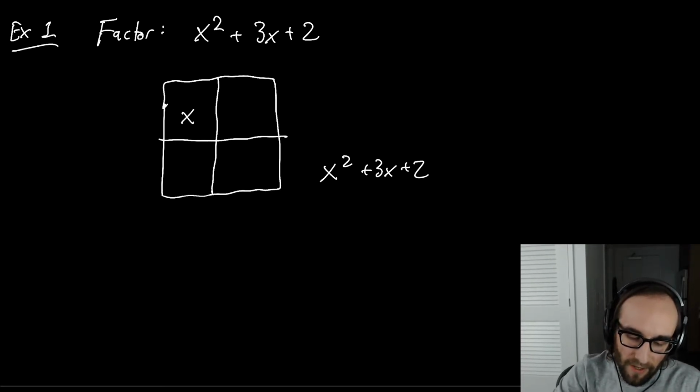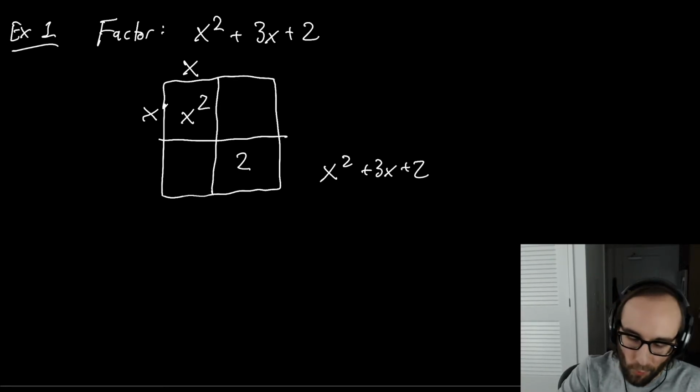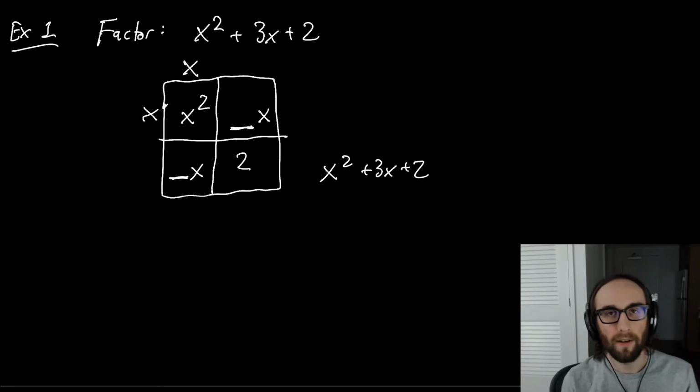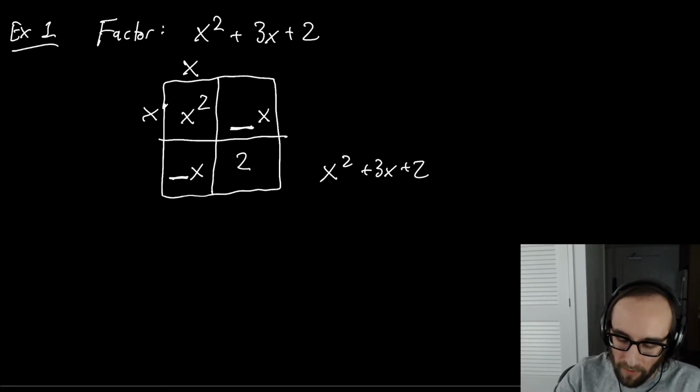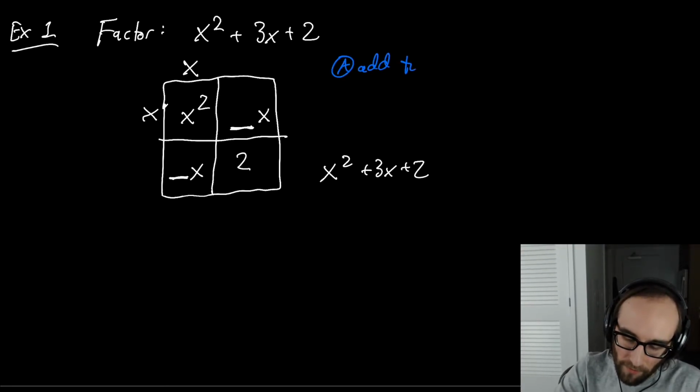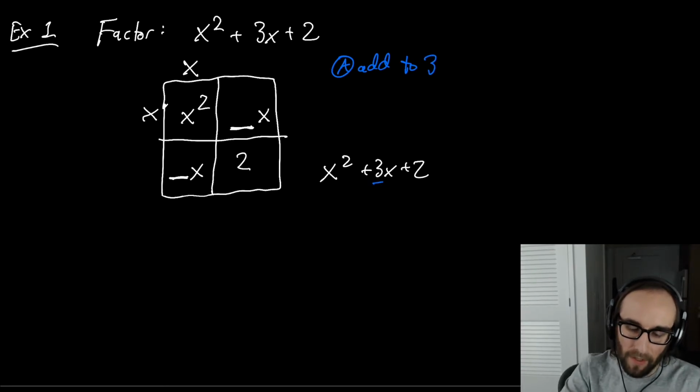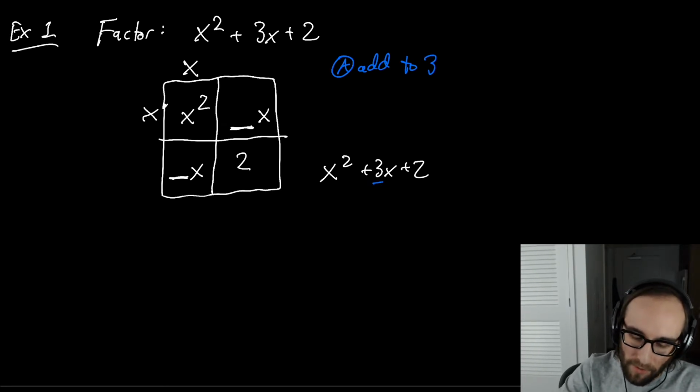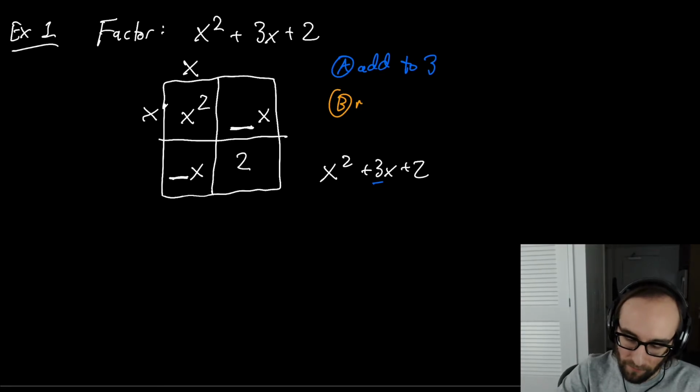We can fill out the x squared in the top left. It means we can also fill out these 2 x's. And then we know that 2 is going to be in the bottom right corner. And what we're missing are the coefficients for these 2 missing boxes. Okay, we have 2 pieces of information. We know that they add to the middle term. So in this case, they add to 3. We also know that they multiply to the last term, to 2.